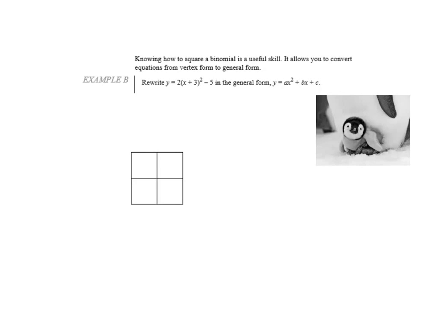This is video 2 of the 9.3 lesson. We're looking at taking vertex form and converting it into general form. And what we're going to do is use our sneaky squares to help us do that.